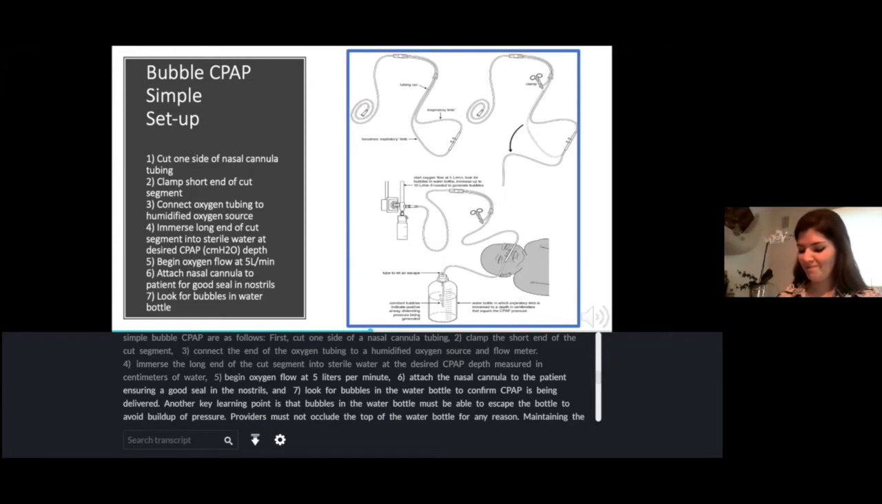5, begin oxygen flow at 5 liters per minute. 6, attach the nasal cannula to the patient, ensuring a good seal in the nostrils. 7, look for bubbles in the water bottle to confirm CPAP is being delivered.